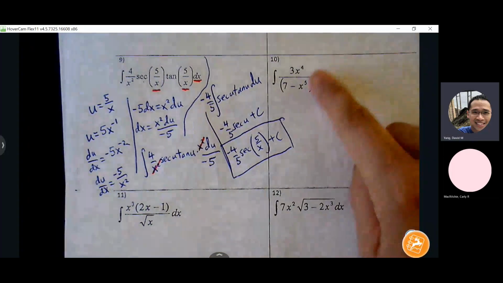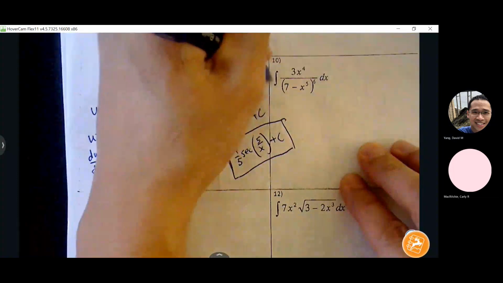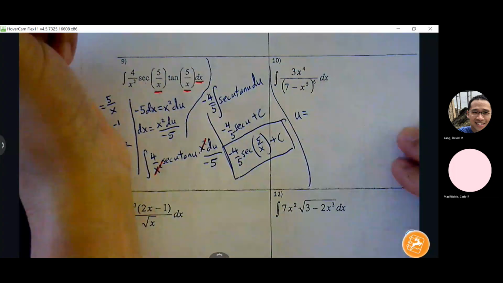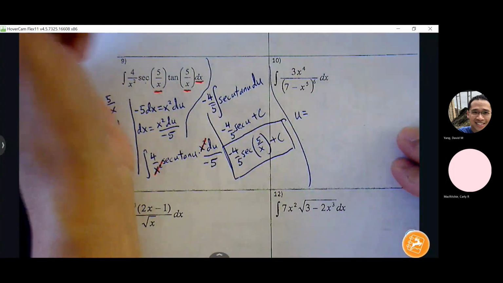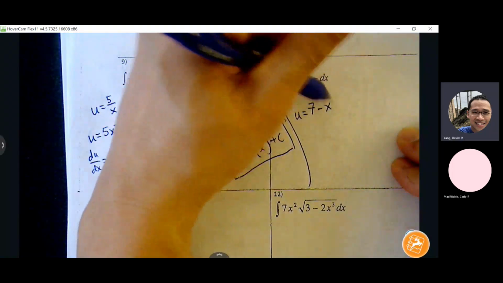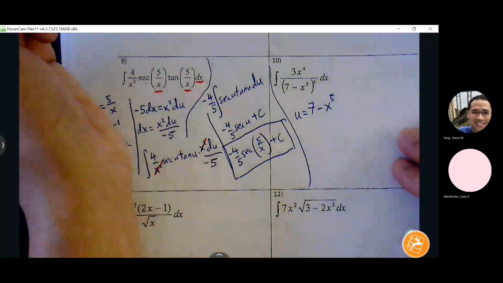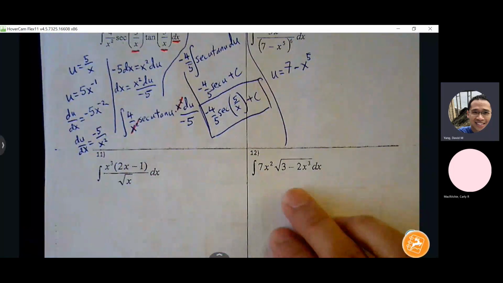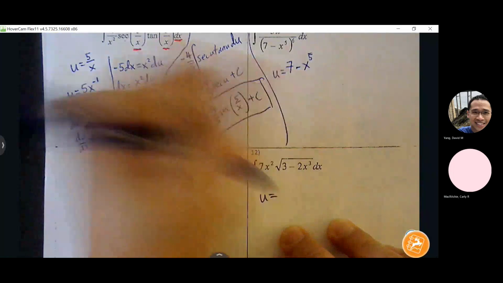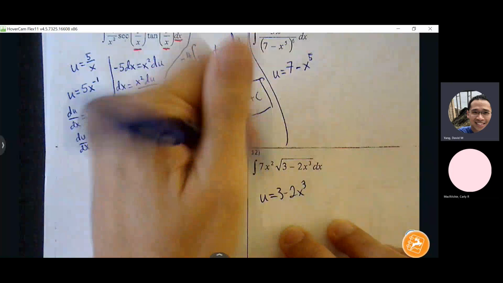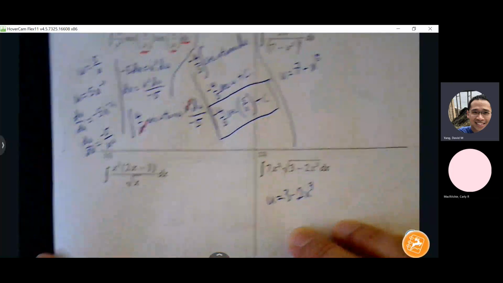Okay, number 10, what's our u value? Parentheses, right? 7 minus x to the 5th. Okay, also number 12 is pretty straightforward. What's our u value there? Yeah, 3 minus 2x cubed, right? These cannot be expanded, so go directly to U-substitution.